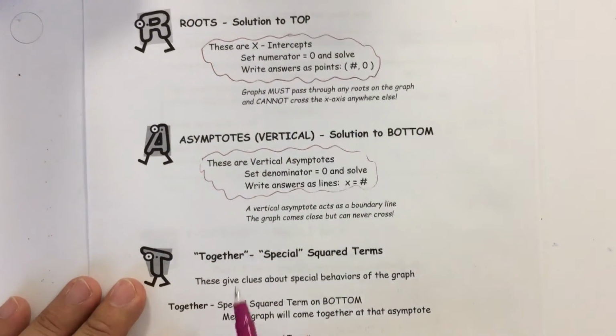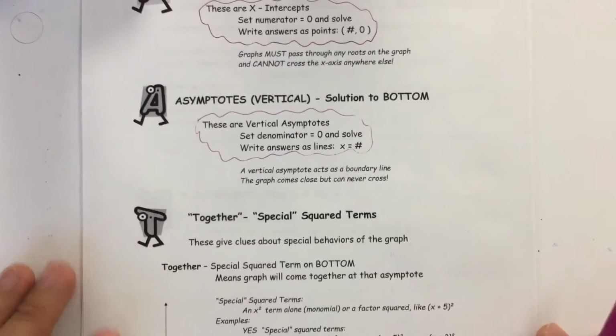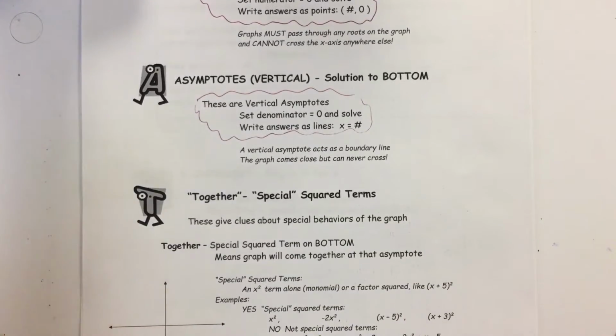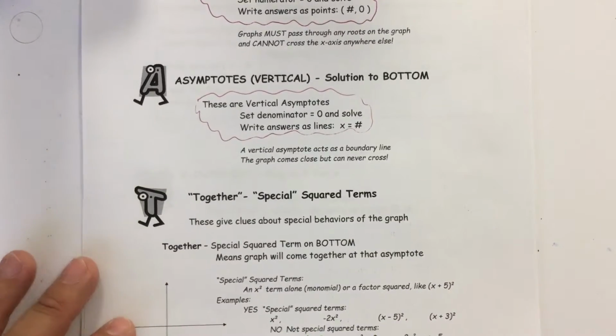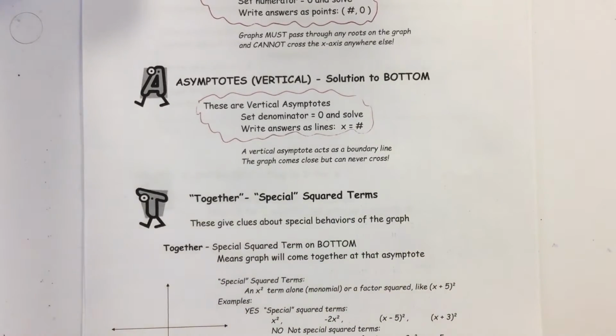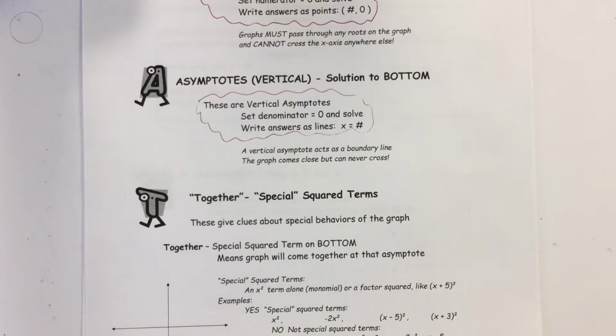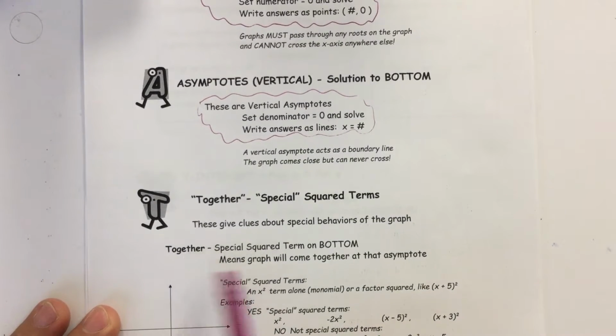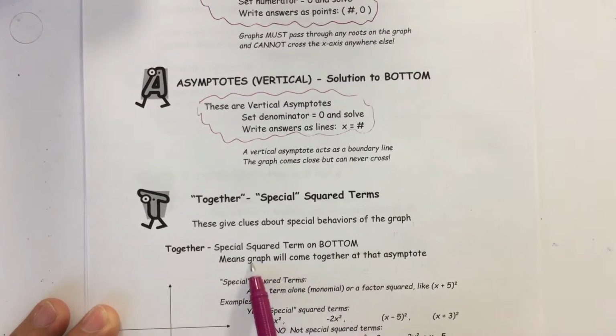After that, we have the T, togetherness. I don't think it's too difficult, but sometimes people do struggle, so please pay attention here. Together is the special squared term. You have two types of terms: ones that are squared and ones that are not. Special squared terms on the bottom mean groups will come together at the asymptote.